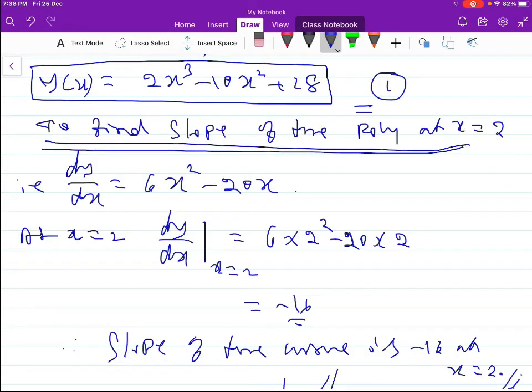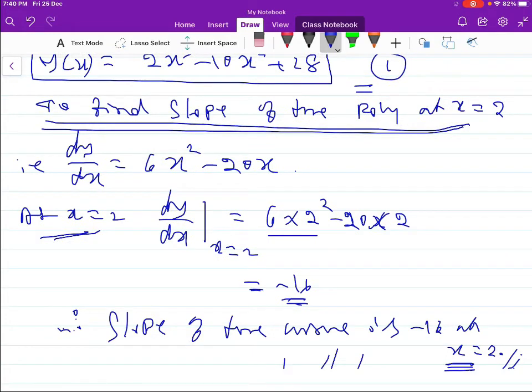To find the slope of the polynomial at x equal to 2, differentiate with respect to x, so that dy by dx is equal to 6x square minus 20x. At x equal to 2, we have dy by dx is equal to 6 into 2 square minus 20 into 2. So this can be written as minus 16. Therefore, the slope of the curve is minus 16 at x equal to 2.